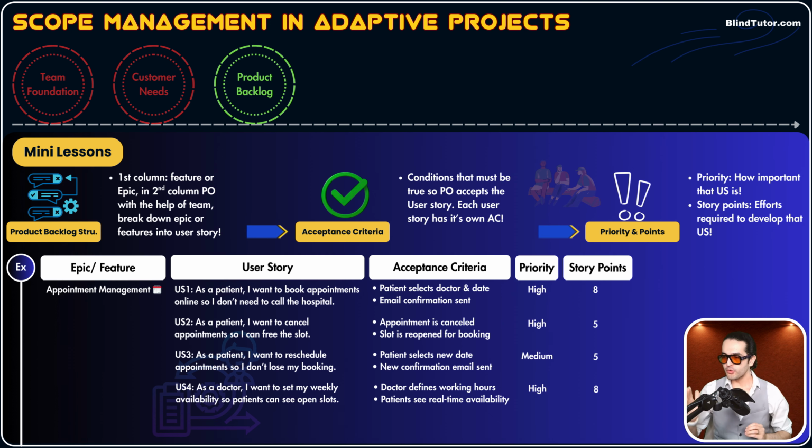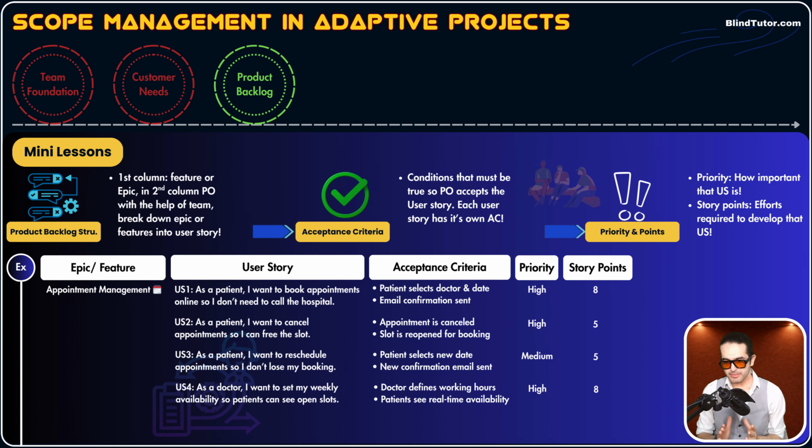Guys, before the team can start working on user stories, we need to make sure, or I'd better say the product owner needs to make sure, all columns of this product backlog are completed. The team cannot pull user stories that, for example, do not have the acceptance criteria or do not have the priority or story points. Okay, that's why the completeness of the product backlog is very, very important.